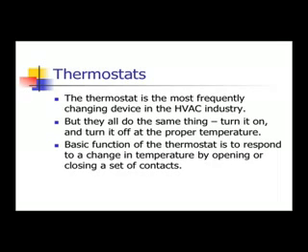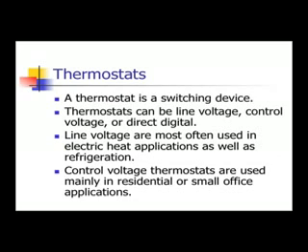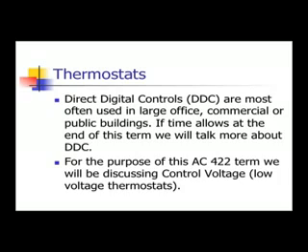In most split systems where the air handler is inside and the condenser is outside, it's connected by refrigerant piping and the thermostat wiring, which is 24 volts. The thermostat is the most frequently changing device in the HVAC industry, but they all do the same thing: turn it on and turn it off at the proper temperature. Basic function of the thermostat is to respond to a change in temperature by opening or closing a set of contacts. A thermostat is a switching device.